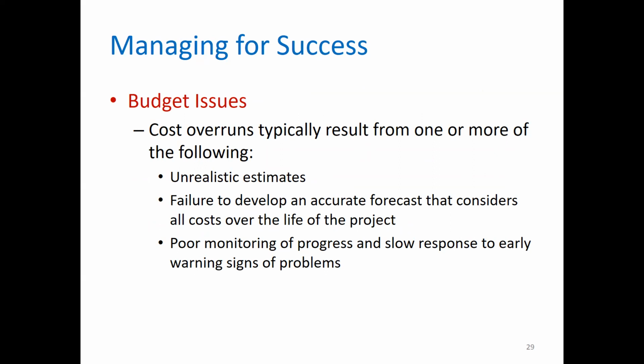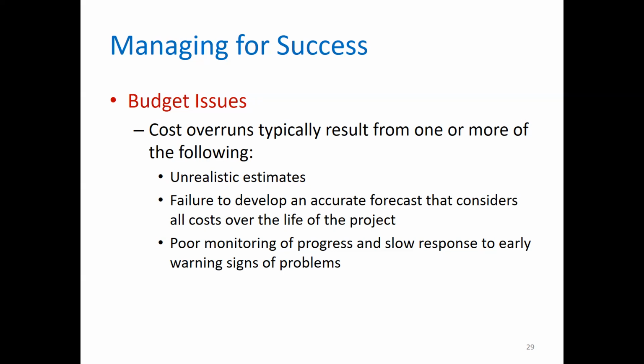Now we're looking at managing for success in budget issues. Cost overrun typically results from one or more of the following. First, you'll have unrealistic estimates, failure to develop an accurate forecast that considers all costs over the life of the project. In simple terms, you have made estimates of the funds that are going to be used, and they are understated.